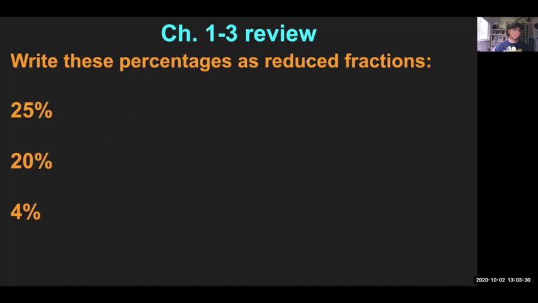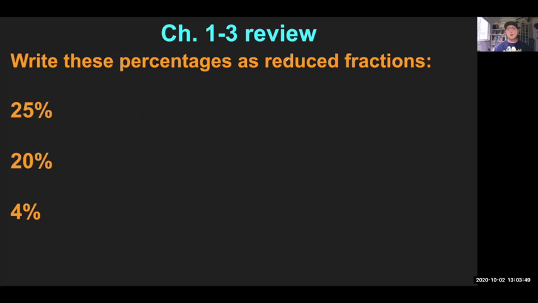Okay, now you try 20%. Ready, go. All right, so you should have had, first you make it 20 over 100. Then we reduce it. So you can cancel off the zeros. You get 2 over 10. And divide both sides by 2. And you get 1 over 5. Or you could have divided by 20.